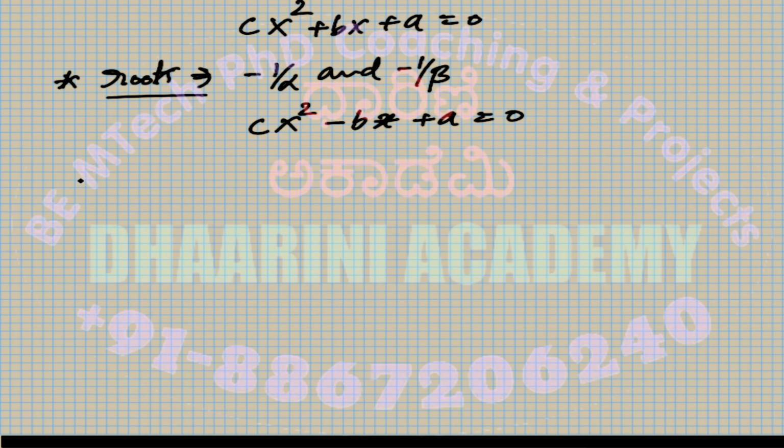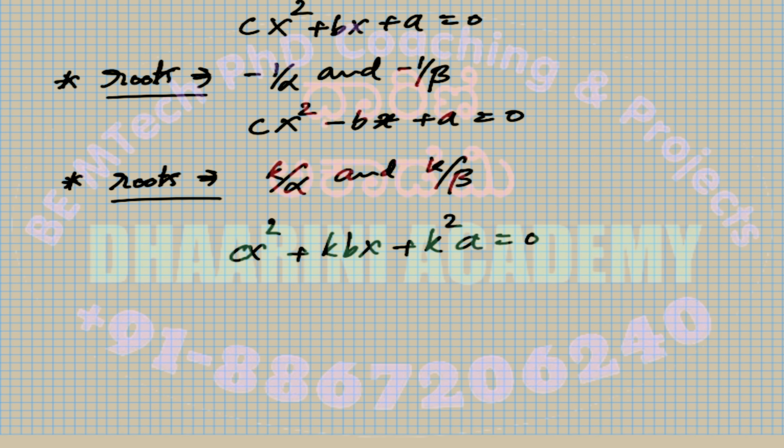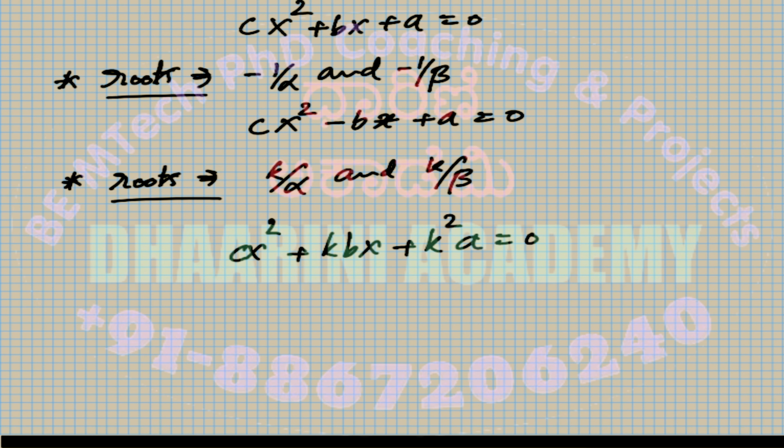Okay, then next point, we want to change the roots to k by alpha and k by beta. So the equation is going to change now as c x square plus k times b into x plus k square a is equal to 0. Okay, let's go to another point here.